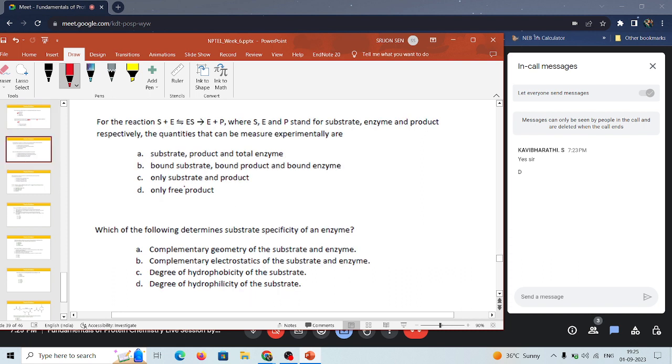Okay, never mind. So for the next one, for the reaction E plus S to ES to E plus P, where you have the substrate, enzyme and the product, the quantities can be measured experimentally. So which of the following can you measure experimentally? Is it the substrate, the product, the total enzyme, or the bound enzyme, or the bound product, or the bound substrate, or the free product? What can you measure from here?